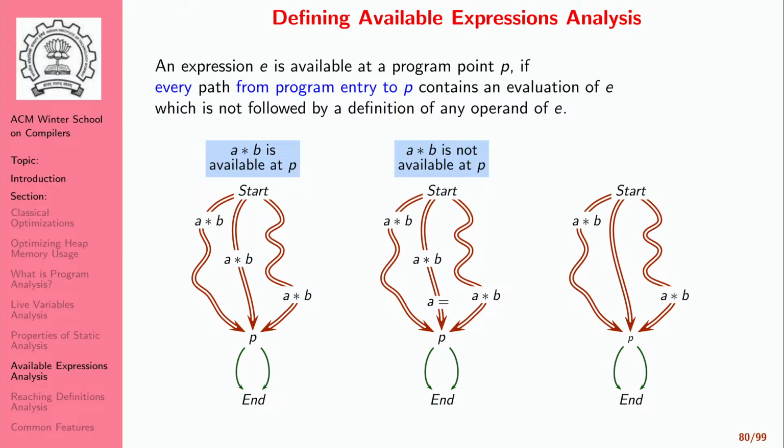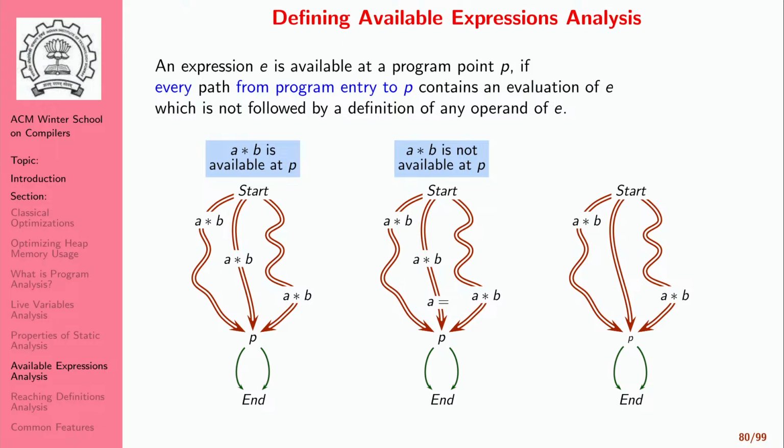I can store the value of the expression in some temporary variable and use that temporary variable. So that is how I can perform common sub-expression elimination. As you can see, I cannot do that here. If I have A star B here, I can't promise that this value is same as this value, because maybe A has changed here, right? So that's the intuition behind available expressions analysis.